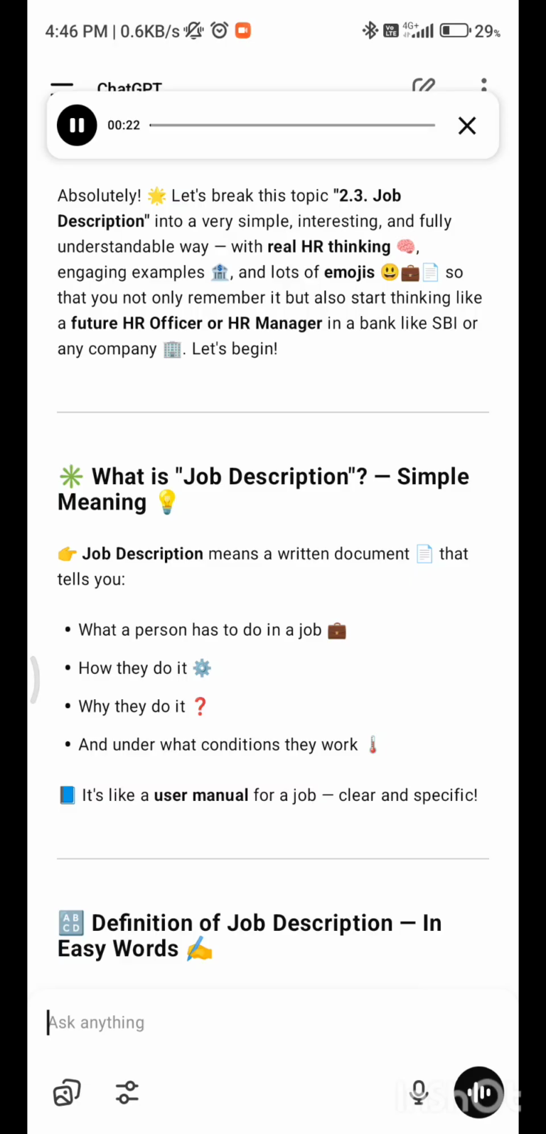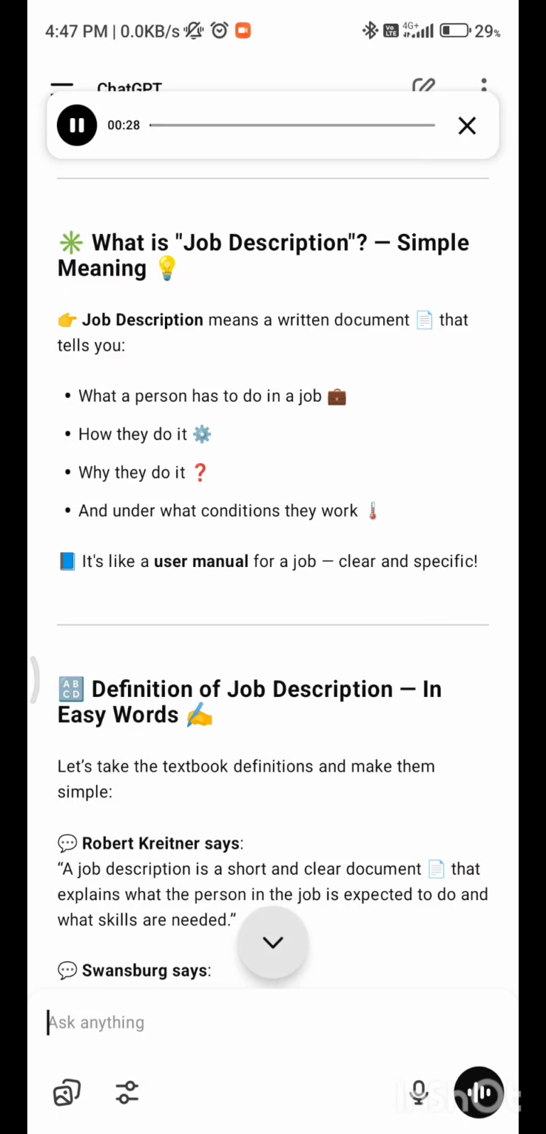Let's begin. What is job description? Simple meaning. Job description means a written document that tells you what a person has to do in a job, how they do it, why they do it, and under what conditions they work. It's like a user manual for a job, clear and specific.